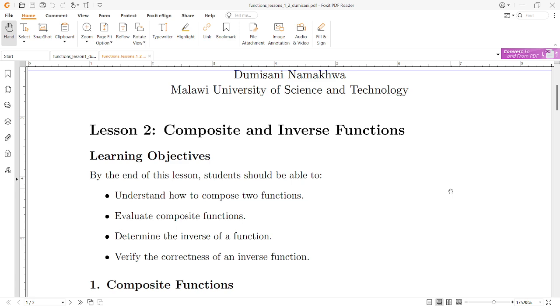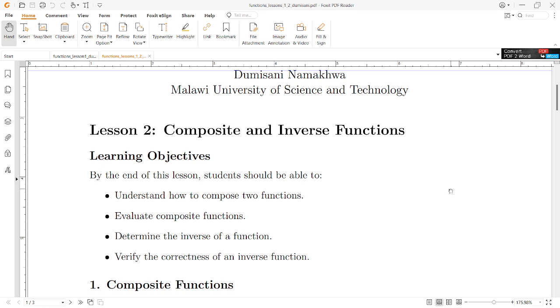These are two key concepts that build on what we learned in the previous session on basic functions. So by the end of this lesson, you should be able to compose two functions, evaluate composite functions, determine the inverse of a function, and also verify the correctness of an inverse function.